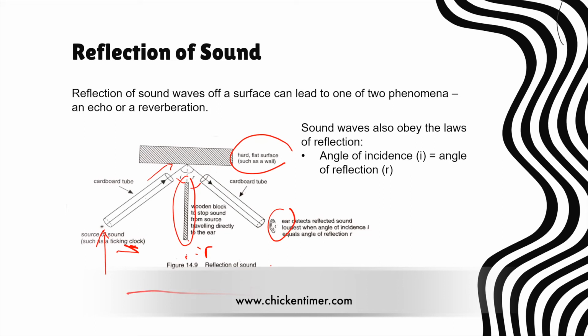Eventually, the user will hear the sound, which tells you that sound is reflected, like how light is reflected. In light, the angle of incidence is also the angle of reflection. So sound waves and light waves behave the same way. This reflection will cause something called an echo, or another thing called a reverberation. This one is for interest's sake only.